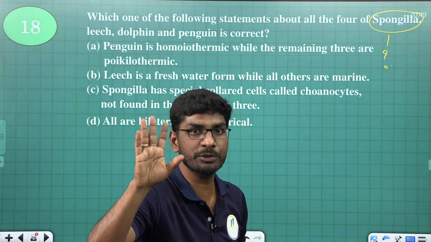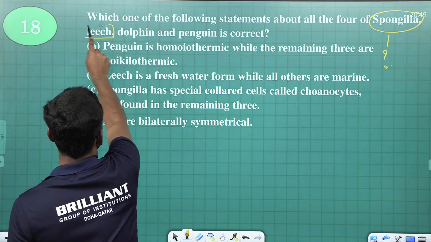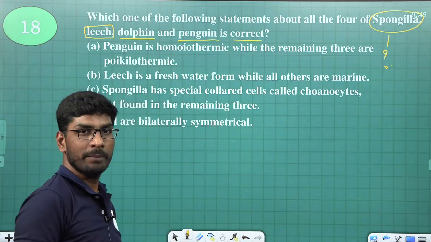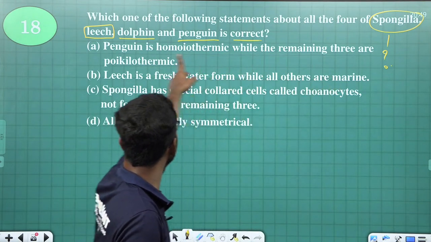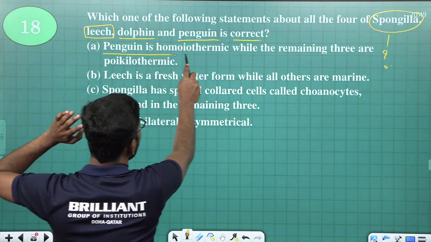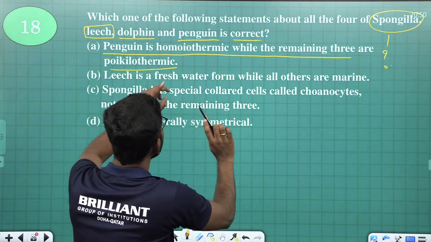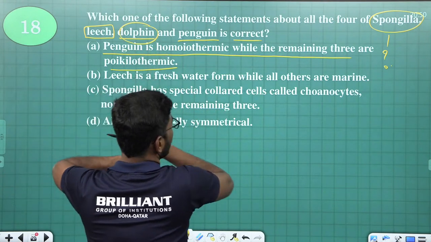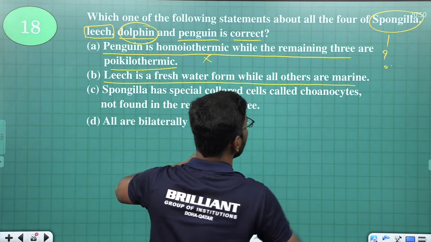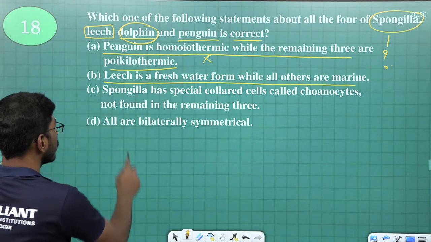Chondrichthyes, Osteichthyes, no exception. All cartilage, all bony. Next, that is Spongilla. Leech is Annelida, dolphin is a mammal, penguin is a bird. Penguin is homeothermic while the remaining three are poikilothermic. What about dolphin? Wrong statement. Leech is freshwater while all others are marine. What about dolphin and penguin? Leave it. It is also not correct.